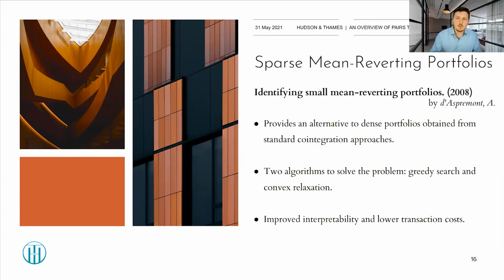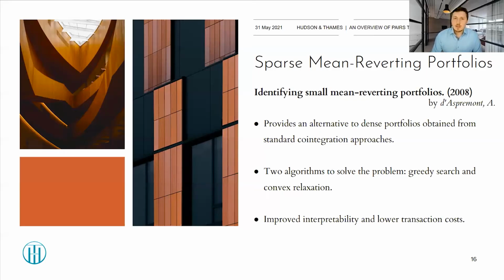So d'Aspremont proposes a great approach to this, which is essentially taking into account the correlation matrix of the assets, then generating a sparse mean reverting portfolio. So a great portfolio that would at the same time be mean reverting, but would require as few elements being added to it as possible. And as I said, there is a great video from Yifeng on this topic.